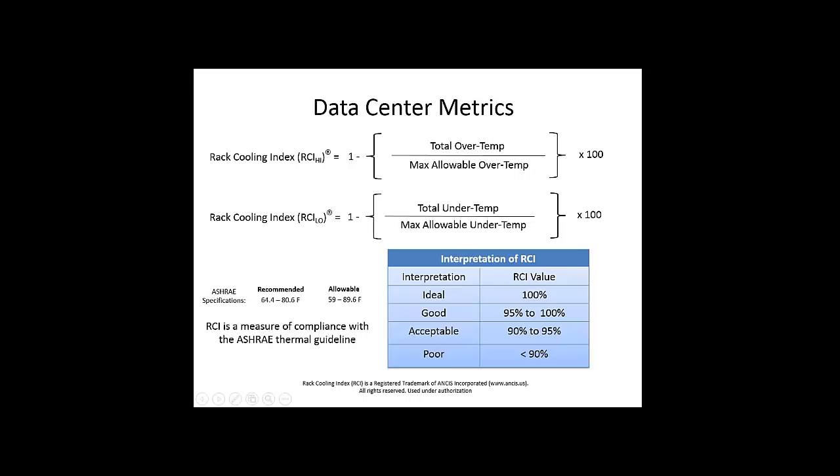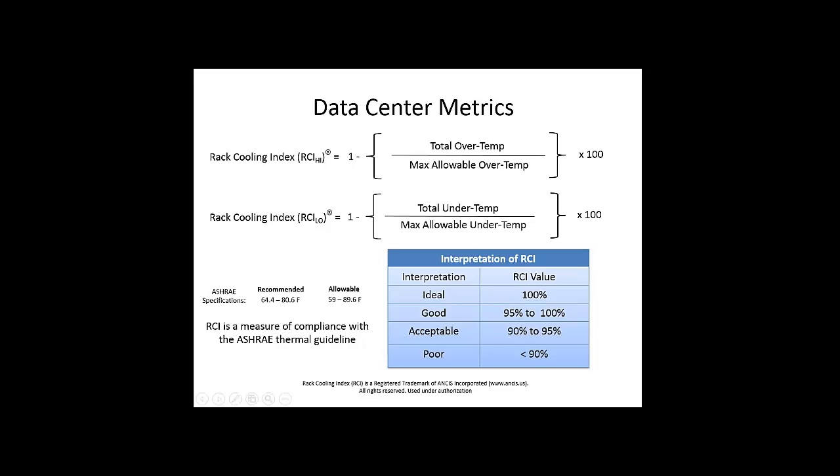The other metric here that we're going to be using today is rack cooling index. This is a measure of conformance, really. Do the rack inlets conform to the ASHRAE specification? The specification is, in Fahrenheit, 64.4 to 80.6 for recommended, and 59 to 89.6 for allowable.